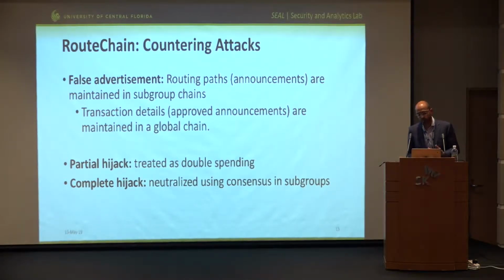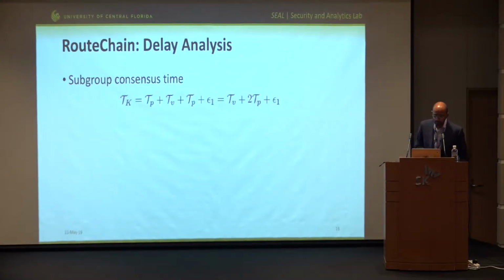Transaction details and approved announcements are also maintained in a global chain, so cross-community false advertisement resolution would be possible. Partial hijacks are treated as double spending, as I mentioned earlier, and the complete hijack is neutralized using the consensus and subgroups. I'll talk about that in the coming few slides. So before I actually go there, I want to talk a little bit about the delays and their calculations. More details are in the paper.